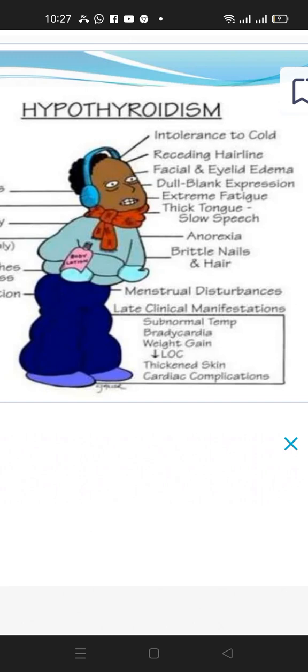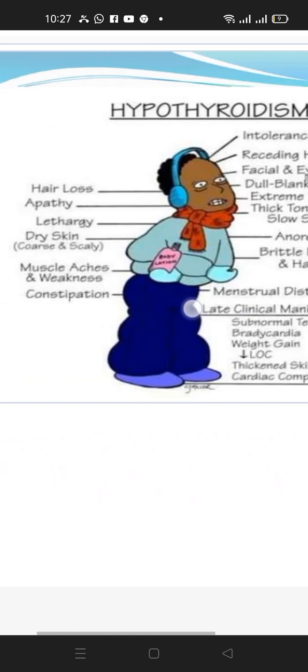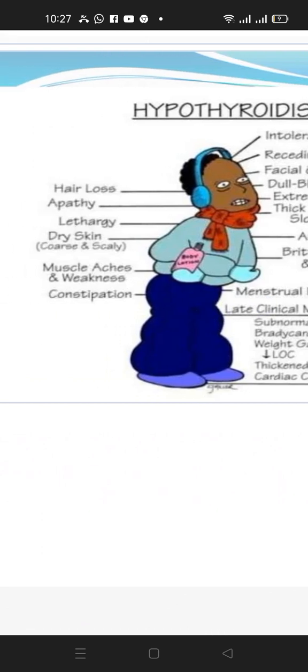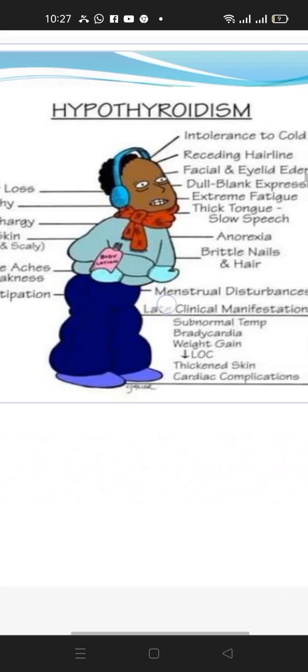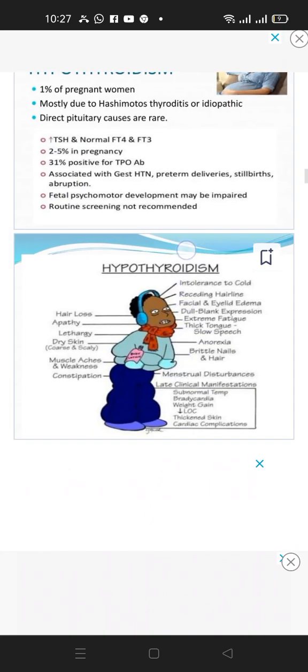There might be weight gain, thickened skin, cardiac complications can arise, and the patient is prone to have constipation, muscle weakness, dry coarse skin, and the slow-going ankle jerk is there in this patient of hypothyroidism.